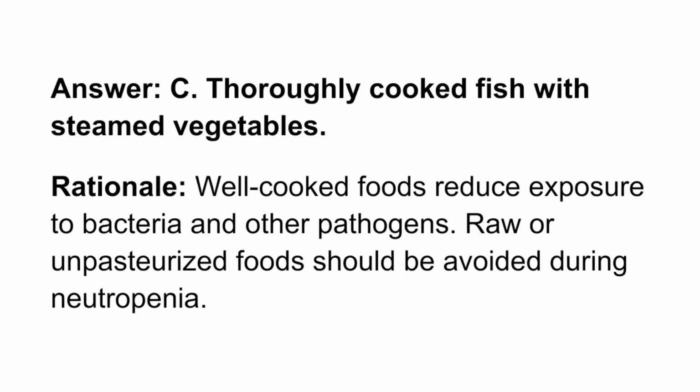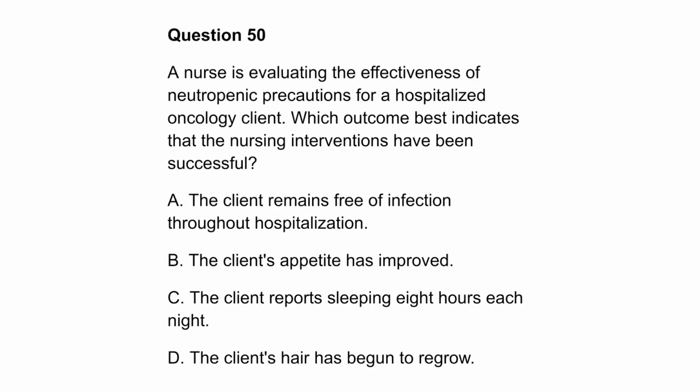Thoroughly cooked fish with steamed vegetables. Rationale: well-cooked foods reduce exposure to bacteria and other pathogens. Raw or unpasteurized foods should be avoided during neutropenia. Question 50. A nurse is evaluating the effectiveness of neutropenic precautions for a hospitalized oncology client. Which outcome best indicates that the nursing interventions have been successful?